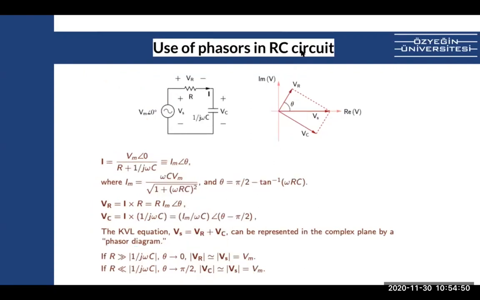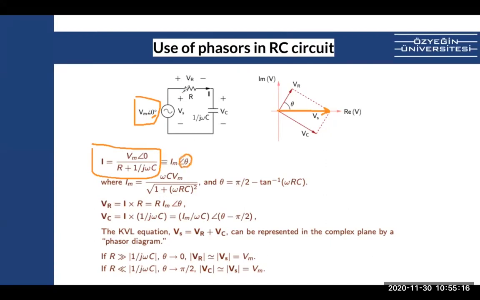For instance, in RC circuits, how can we draw this? Well, the logic is the same. For this one, we assume the phase is 0, so it will be Vs here. And you find the current, and by doing the complex equations, you find the phase of this current.